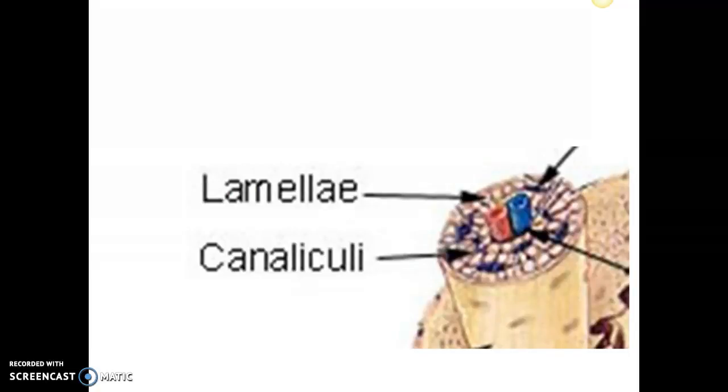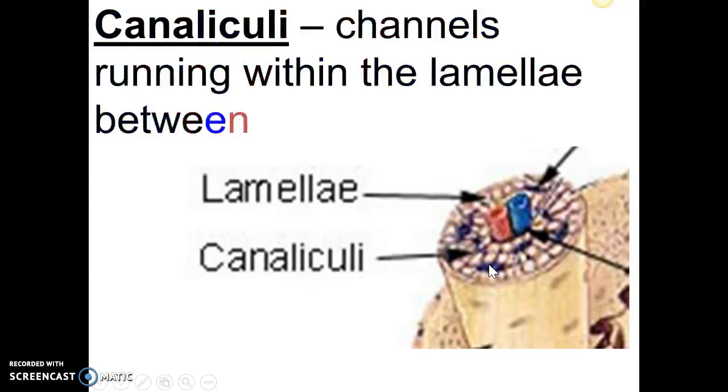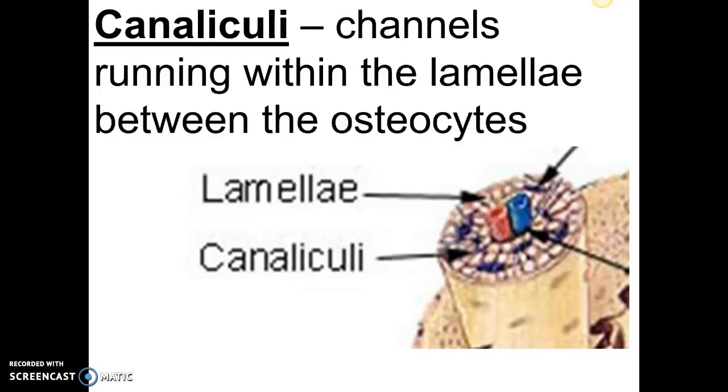There's a closer picture of the lamellae put in concentric rings. And there's little canaliculi, little cracks that allow the nutrients to go from the blood vessels out to each lacuna. The canaliculi are channels running within the lamellae between the osteocytes.